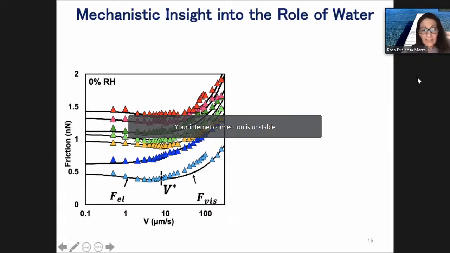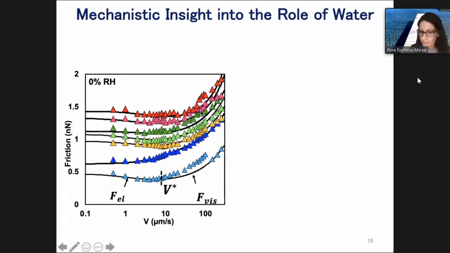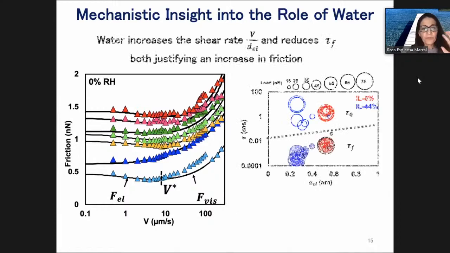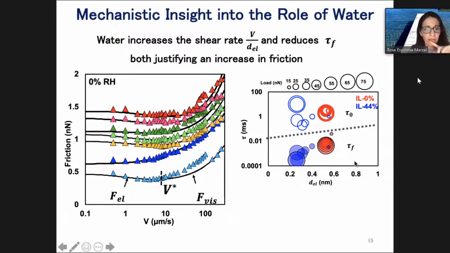The line shows that the fit is okay. And I will only show you the parameters that tell us something about the role of water on the lubrication by these confined ionic liquid films. This diagram shows the characteristic time, tau, in milliseconds for the bond rupture and for the bond formation as a function of this parameter that I didn't describe, which is the junction length. It's essentially the film thickness.